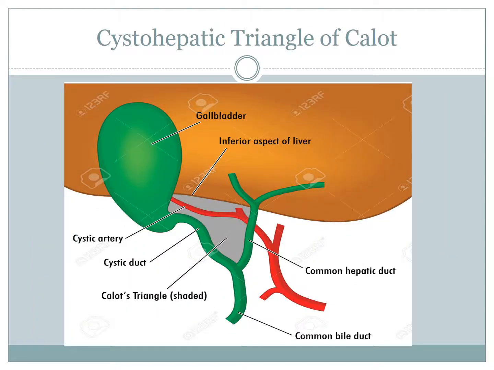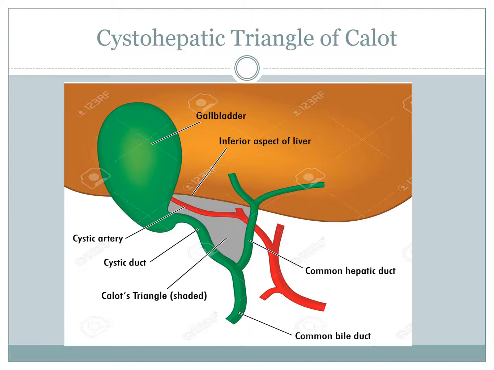So this is the triangle of Calot, which I spoke about just a minute ago. This is a triangular area that is used to identify important structures during a cholecystectomy. The triangle itself is formed by the inferior border of the liver, the common hepatic duct medially, and the cystic duct laterally. So a majority of the time within this triangle you will find the cystic artery. That's why this triangle is important during a case.